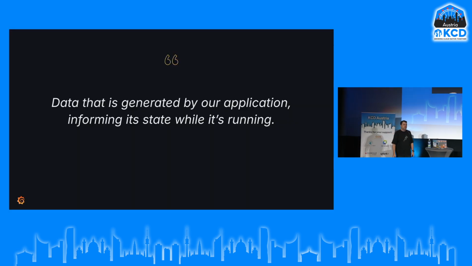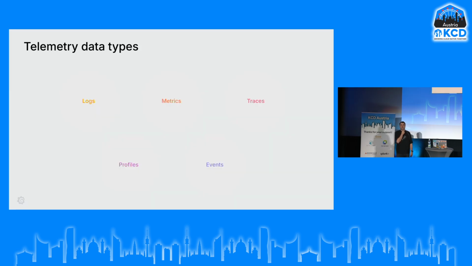So what is telemetry then? Telemetry is the data that is generated by our application informing its state while it's running. So I don't have to touch my application to understand what's going on. How do we do that? Typically, logs, right? When I started, we had only logs. We had print in our code, and that was our best debugging tool. We would print the state of variables and how many times things happened, and that's valid. But it's not our only weapon of choice. We can have other tools in our tool belt.